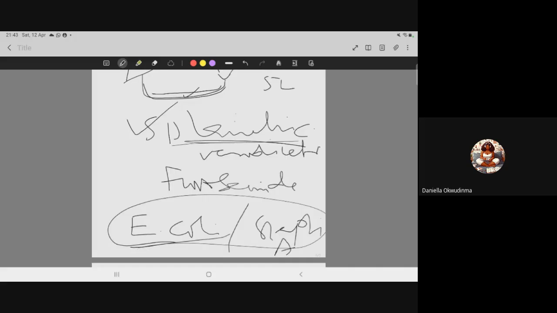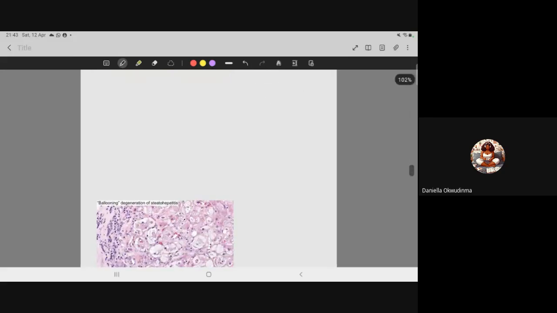Okay, and if I say alcoholic liver disease, it's just your alcohol, because we know it leads to damage to your liver cells, right? It can damage your liver cells. So you see hepatic liver cell damage due to alcohol. And on histology, what you will see is this picture.